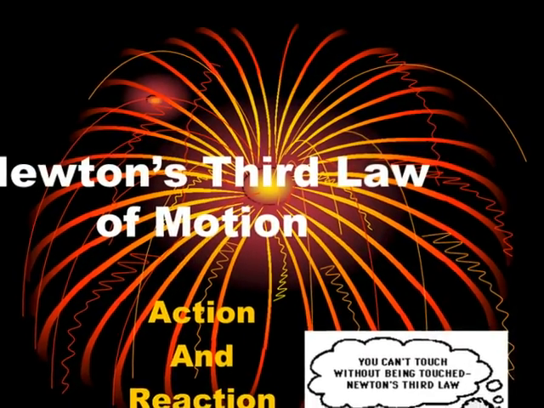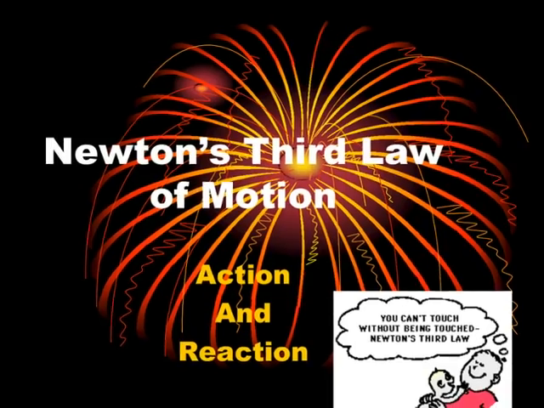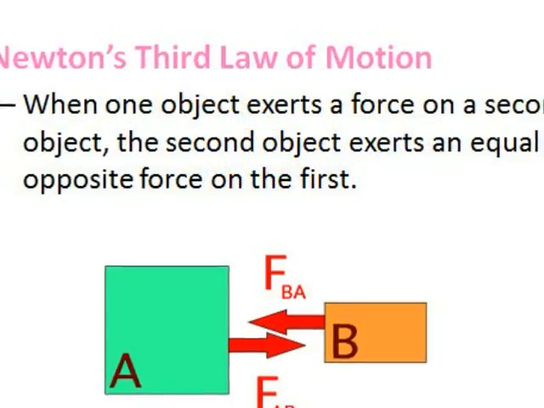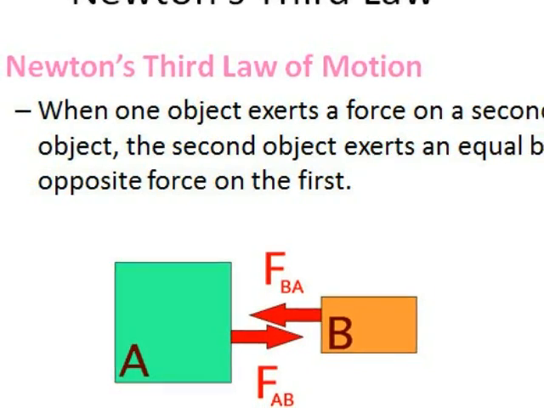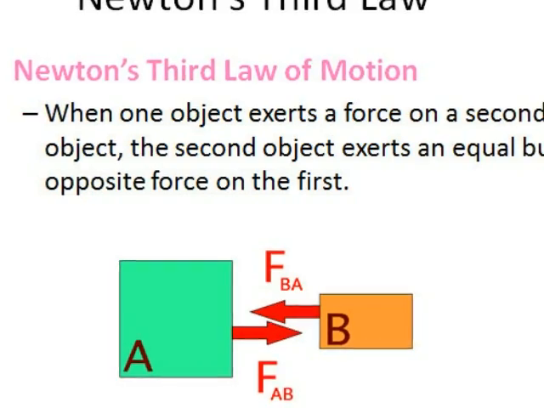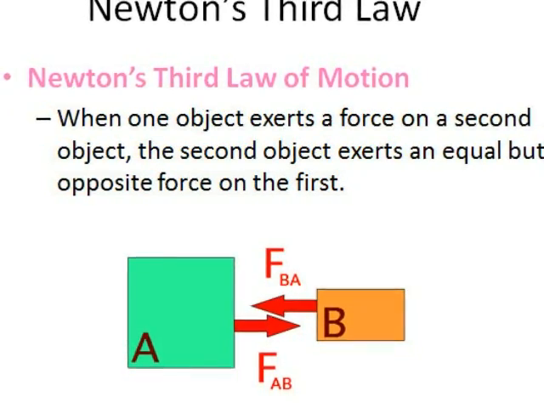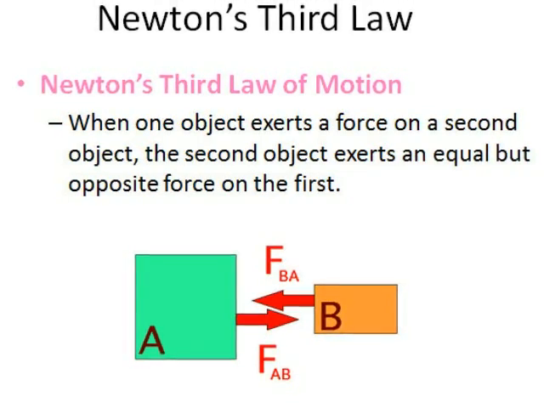Now we come to Newton's third law of motion, which is basically an action and reaction. Now, Newton's third law of motion states that when an object exerts a force on a second object, the second object exerts an equal but opposite force on the first object.